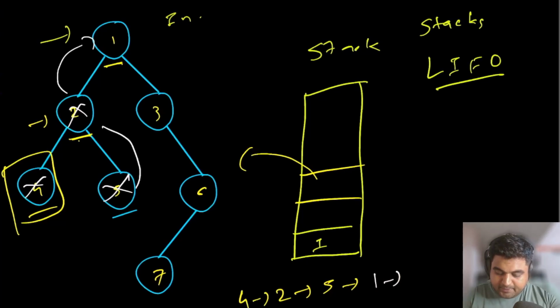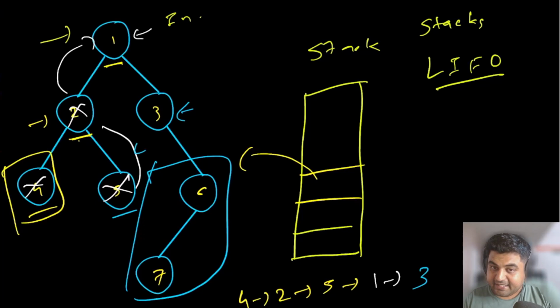But after popping node number 1 out, it still has a right child that we haven't taken care of. So we are going to push node number 3. And for node number 3, it does not have a left child, so we are able to pop node number 3 out. After popping node number 3 out, we still haven't taken care of the right subtree, so we are going to push node number 6.